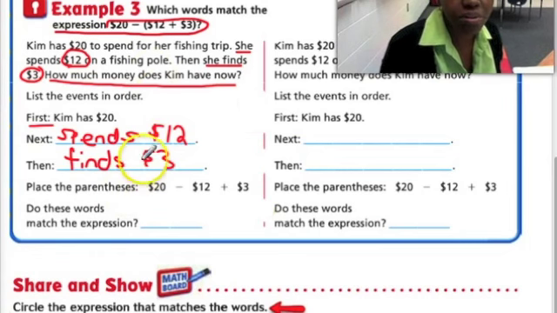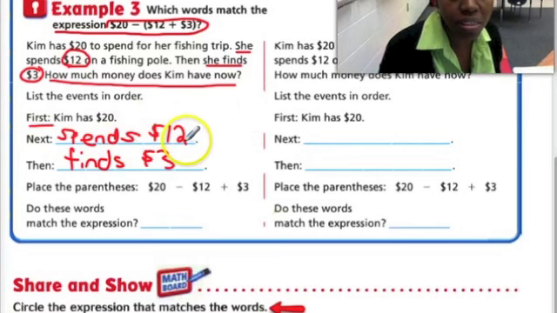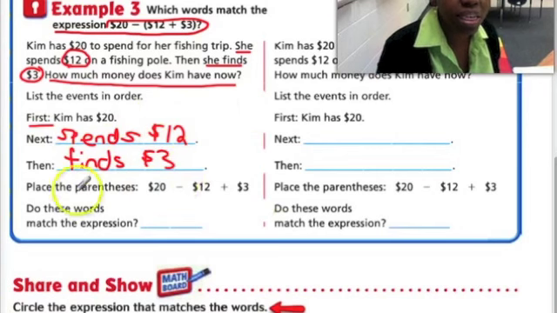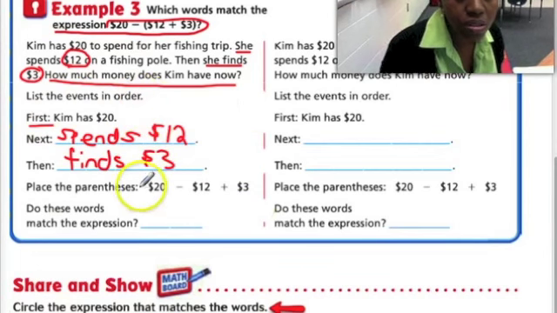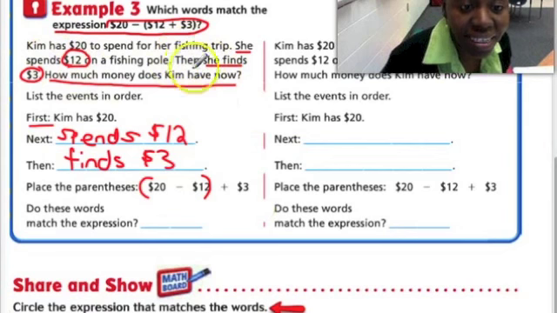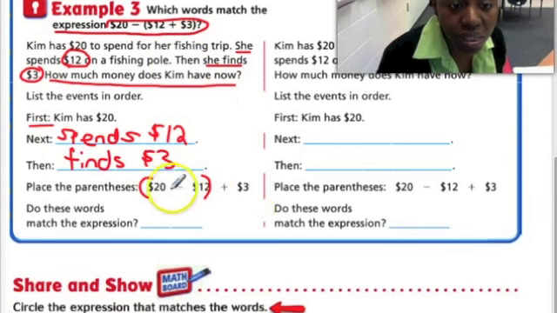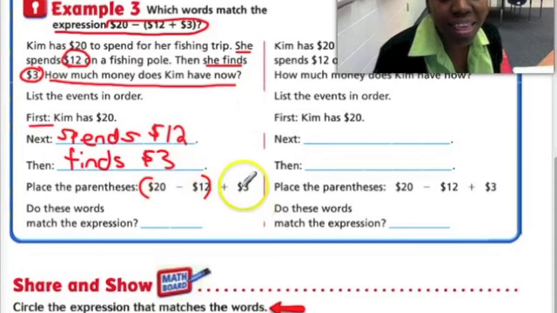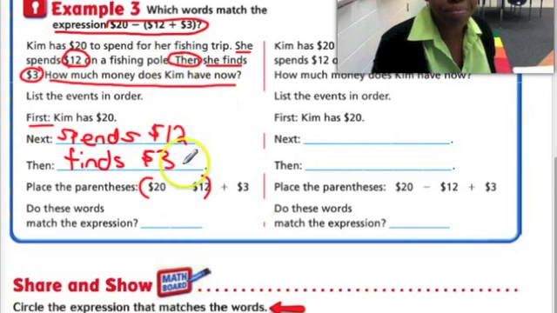We're looking at this and we can say that she had $20, she spent $12, then she finds 3. Let's put parentheses around this problem here. So first, this is what happened first. She had $20 and she spent $12. Then, this is the last action, she found $3. So we group this together first. Then this happened. The keyword then helps me understand that.